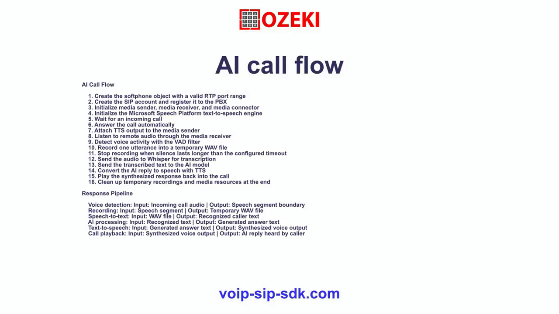The AI call flow begins by creating the softphone and registering the SIP account to the PBX, then initializes the media sender, media receiver, media connector, and the text-to-speech engine, waits for an incoming call and answers it automatically, detects voice activity with the VAD filter to record the caller's utterance into a temporary WAV file, sends the audio to Whisper for transcription, forwards the recognized text to the AI model, and finally converts the AI response to speech and plays it back into the call.